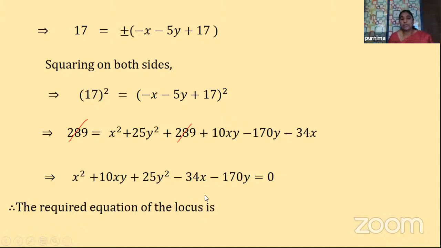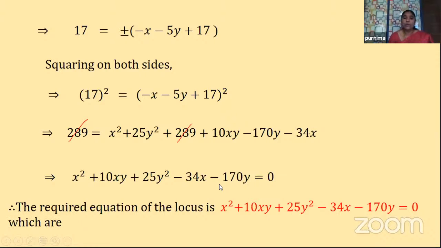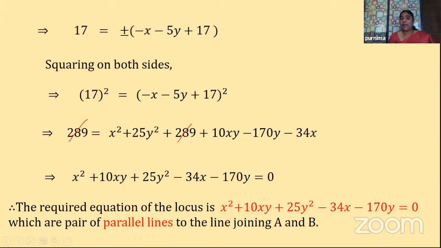The required equation of the locus is x square plus 10xy plus 25y square minus 34x minus 170y is equal to 0, which is a pair of parallel lines to the line joining A and B. So it is the equation of what? This equation forms when you represent it in the graph. So what do we get? We get a pair of parallel lines which are parallel to the line joining A and B. So let us see how it looks.